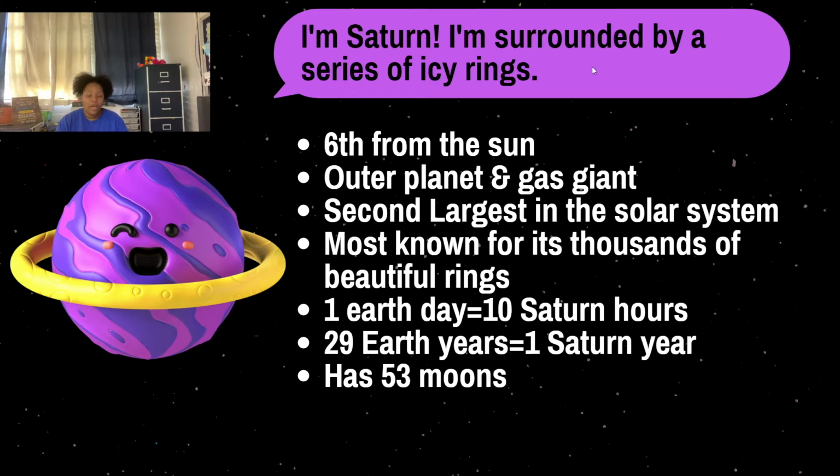And one Earth day is about 10 hours on Saturn. But 1 year on Saturn is about 29 years on Earth. So these years on these outer planets are very, very long. And finally, Saturn has about 53 moons.